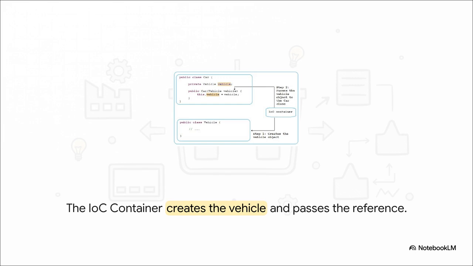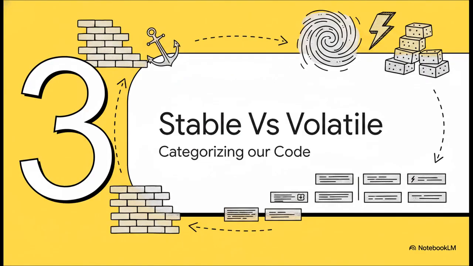DI avoids this whole mess by making sure the container creates the object first and then gives it to the class. That way, if something is missing, you know immediately upon object creation, not way deep inside your application's logic when it's too late. Section 3, Stable versus Volatile Dependencies.